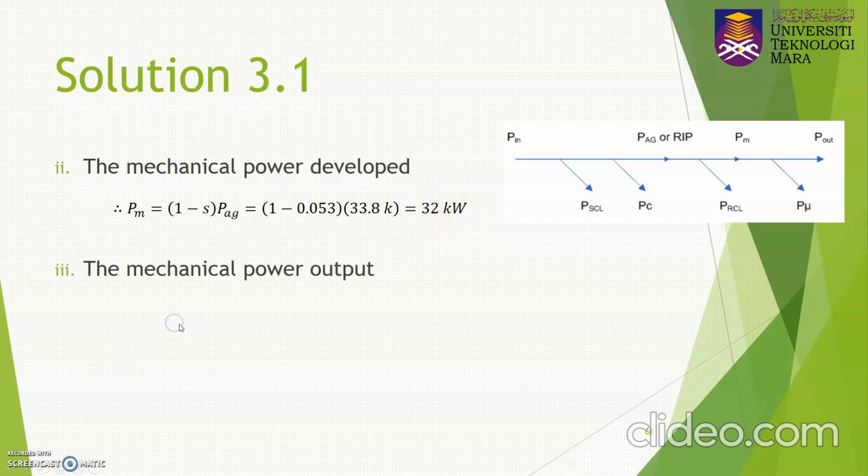Okay, and then finally, the mechanical power output is the P out. If you refer to the power flow diagram here, P out is equal to PM minus your P mu. PM is 32 kilowatt minus your rotational losses, which is given in the question as 600 watt. So finally the P out is equal to 31.4 kilowatt. Alright, so that is how you do the analysis of the induction machine by using the power flow diagram.